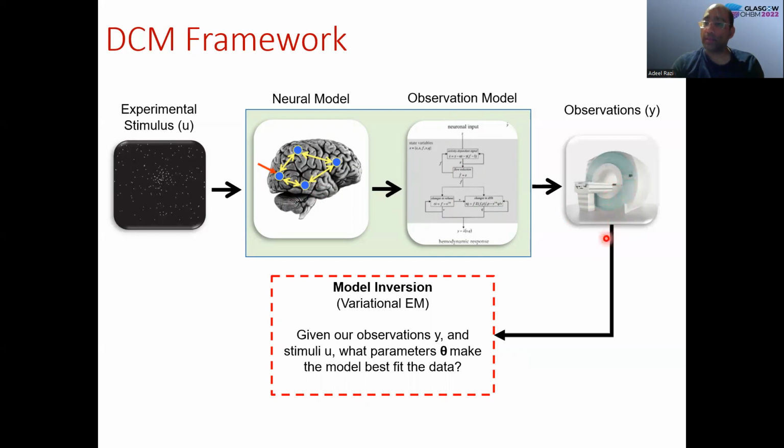Once you have established this generative model, or the forward model, you take the observations and then you do a process that we call model inversion. Basically, given your observations Y, or the BOLD signal, and your experimental input U, you try to infer what parameters theta would make this model fit the observed data. This is the model fitting procedure, or model inversion, and the specific algorithm we use to do the model fitting is called the variational expectation maximization algorithm, or variational Bayes.